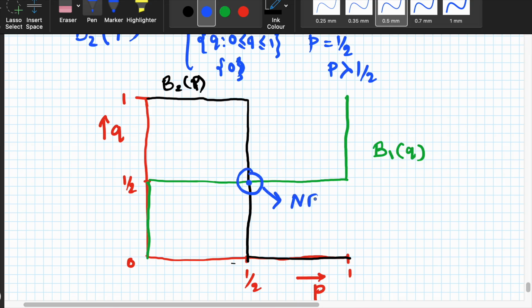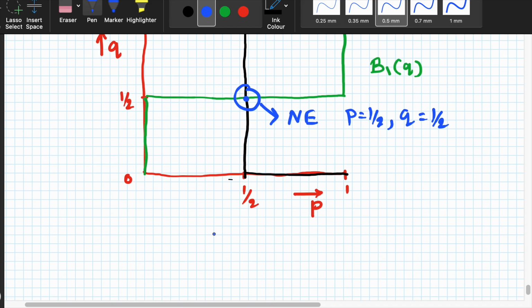This corresponds to the Nash equilibrium, which is p equal to half and q equal to half. Why is this a Nash equilibrium? Because at this point, if you ask what the best response is, since this point is half, the best response of half will again be half.